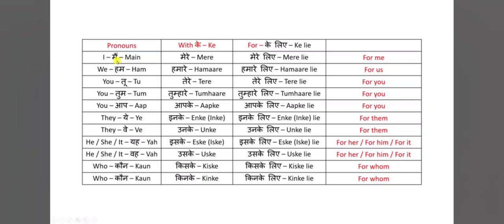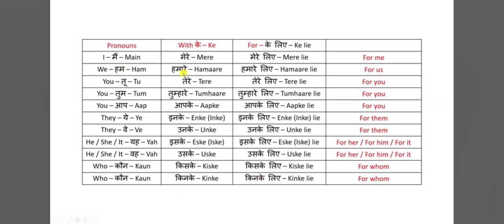But we already have मैं plus का as मेरे. So मैं plus के लिए becomes मेरे लिए. And what is मेरे? मेरे is मैं plus का. And then the remaining is लिए. Okay? Same way we do it with others.